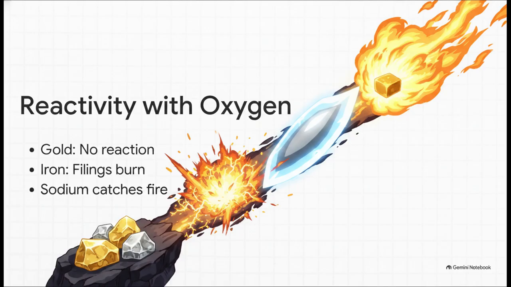They do absolutely nothing, no reaction at all, even at extreme super high temperatures. Moving up a bit, solid iron won't burn, but if you sprinkle iron filings over a flame, they will burn vigorously. Then there's aluminum, which reacts by forming a protective oxide layer. We actually take advantage of this industrially through a process called anodizing to make it resistant to corrosion.